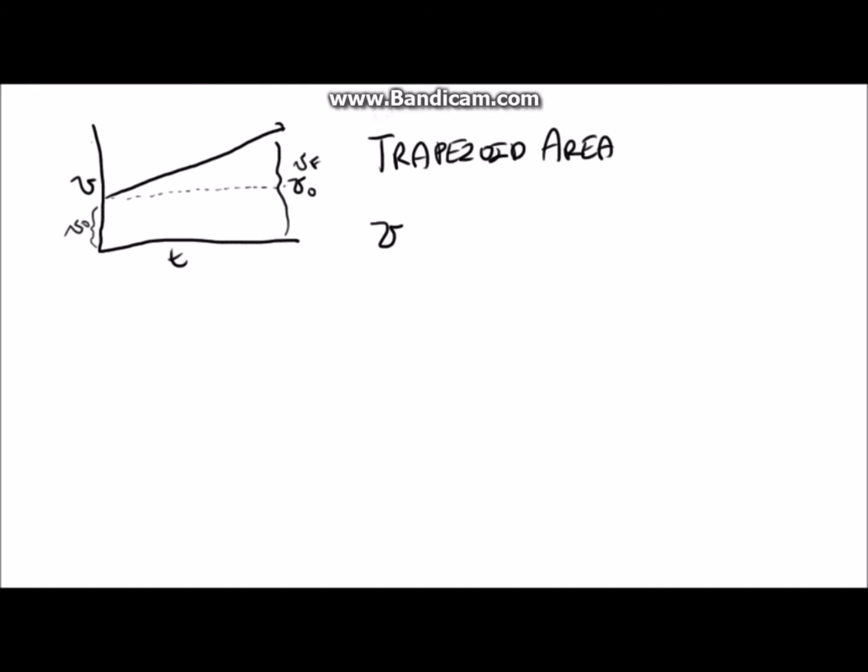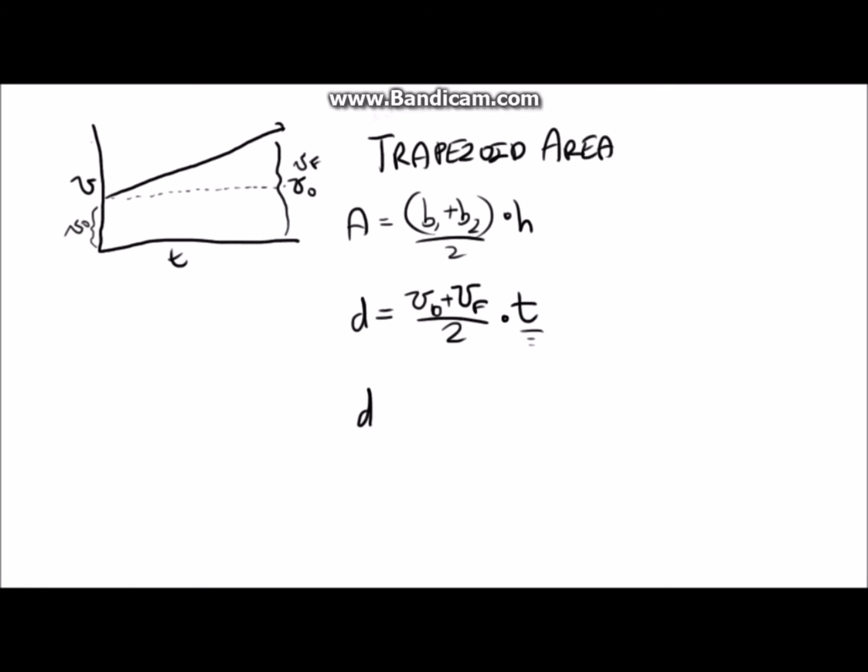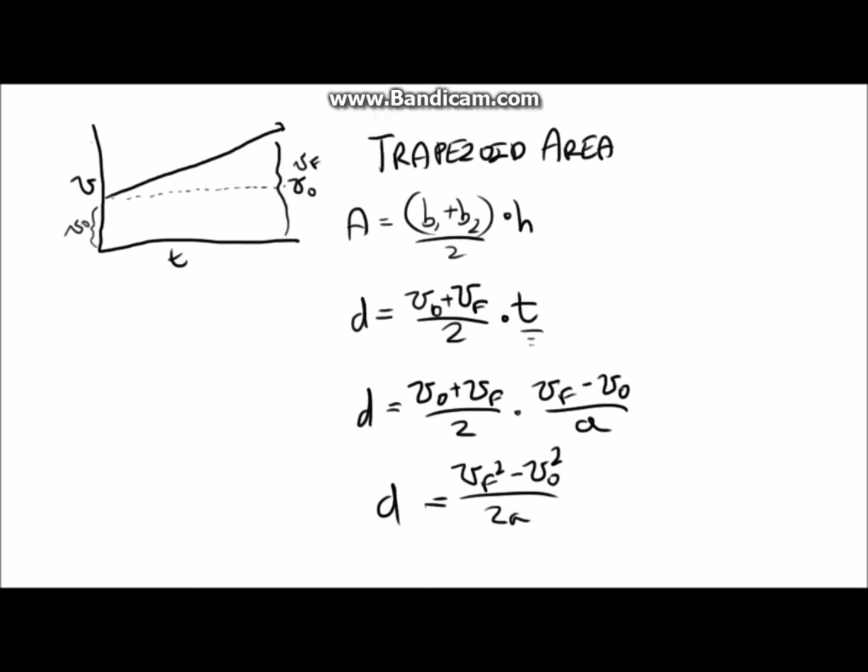So, the area of a trapezoid is b1 plus b2 over 2 times h. Now the b1 is v0, b2 is vf, divided by 2 times h, which is t. Now, the reason why h is t is because this is a sideways trapezoid. And so x really equals v0 plus vf over 2 times vf minus v0 over a, which is what we said was time before. And now you multiply that out, and you get the original formula, which again is really cool.